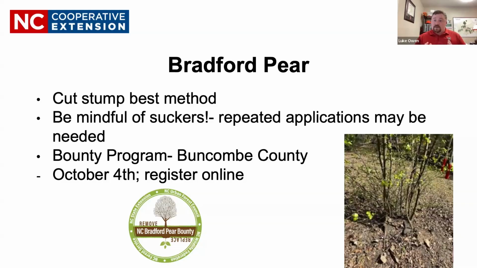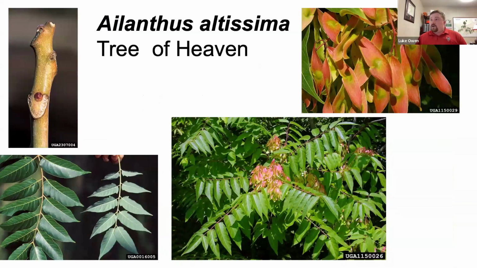Basically, you provide evidence, before and after photos of you removing a Bradford pear, up to 5 Bradford pears per individual. If you show proof of each of those 5, you will get a free native tree replacement as part of this program. We're very excited to offer that, again, primarily to Buncombe County residents, but it is open to all North Carolina residents. Moving on here, Tree of Heaven.